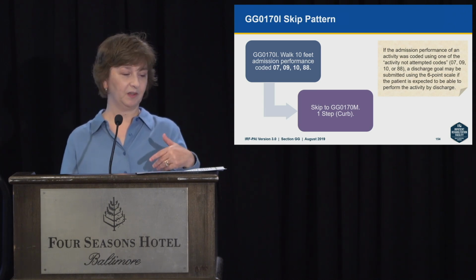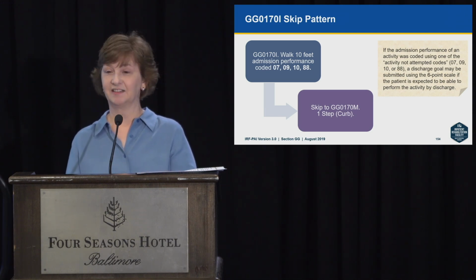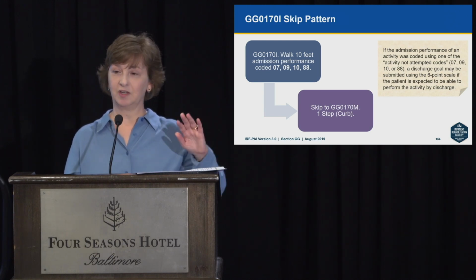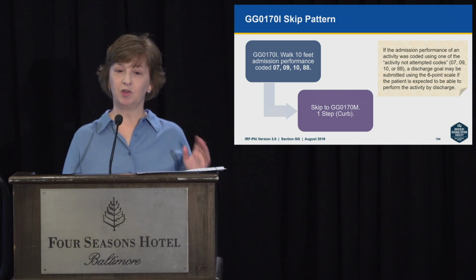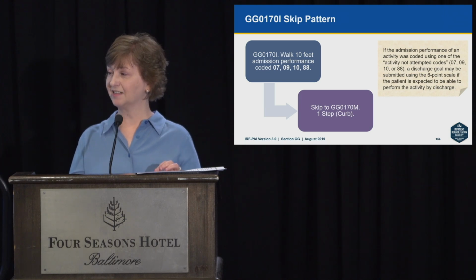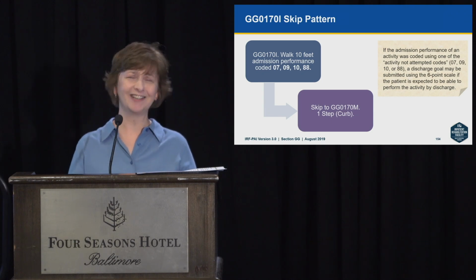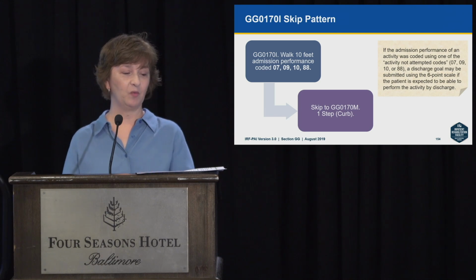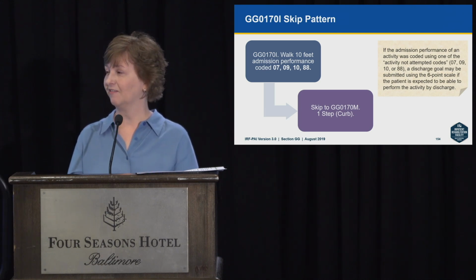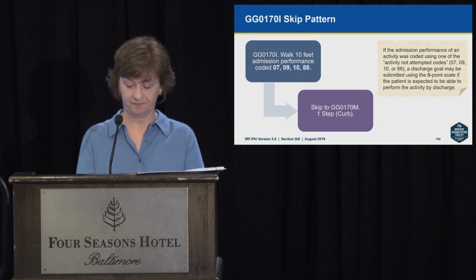So the little Post-it note on the slide is, again, if the admission performance of the activity was coded using one of the activity not attempted codes, it triggers the skip pattern for the performance, but you may still code a goal for that activity. So perhaps on admission, the person is not able to walk 10 feet. Maybe they walk 8 feet, but by discharge, they will be able to accomplish walking 10 feet. Then you would be able to enter a goal if that's something that you wanted to code as a goal.